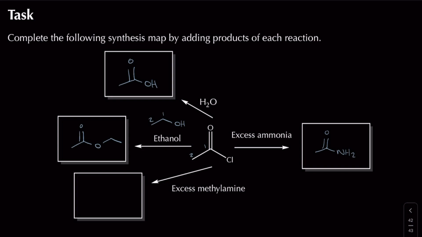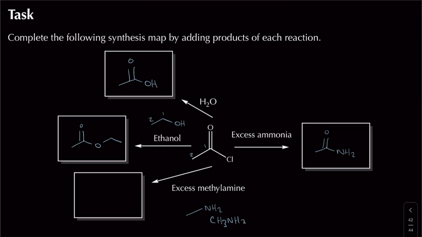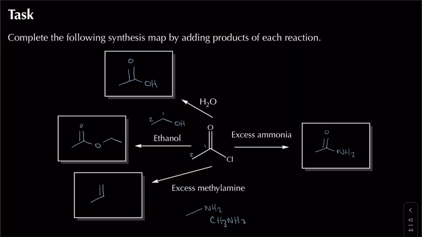What about if we had excess methylamine? So methylamine is basically when we have 1 carbon atom attached to an amine group. So in that case, I end up with 1 bond going from a carbon atom to NH2 itself. You could have also had in this case CH3 and then NH2 itself. Either one's fine.